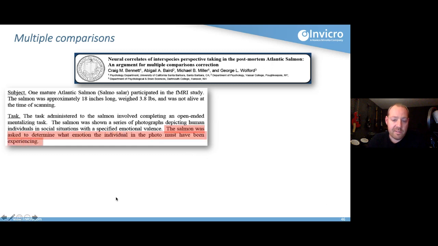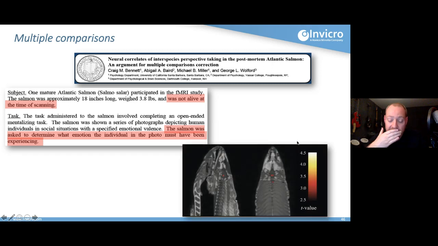And so the salmon was asked to determine what emotion the individual in the photo must have been experiencing. And importantly, the salmon was not alive at the time of scanning, right? So this was a dead salmon, okay? Startlingly, when they analysed the data, they found right in the middle of this tiny little salmon's brain a really nice looking activation cluster.